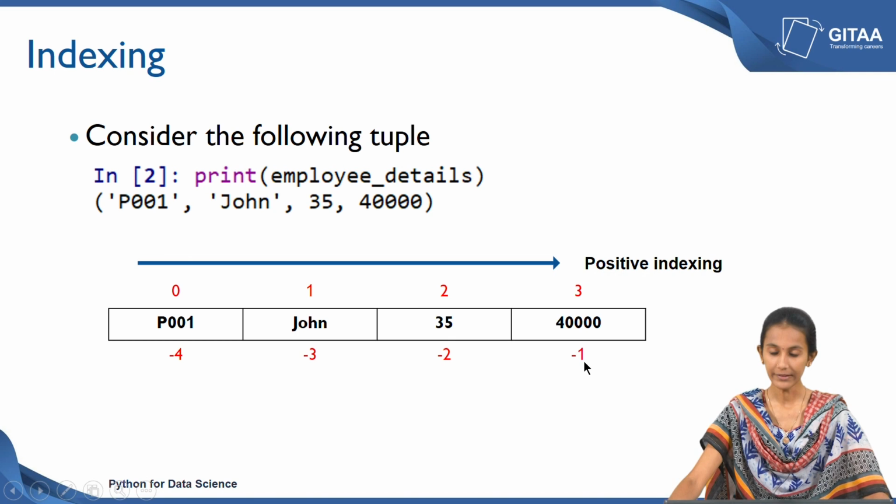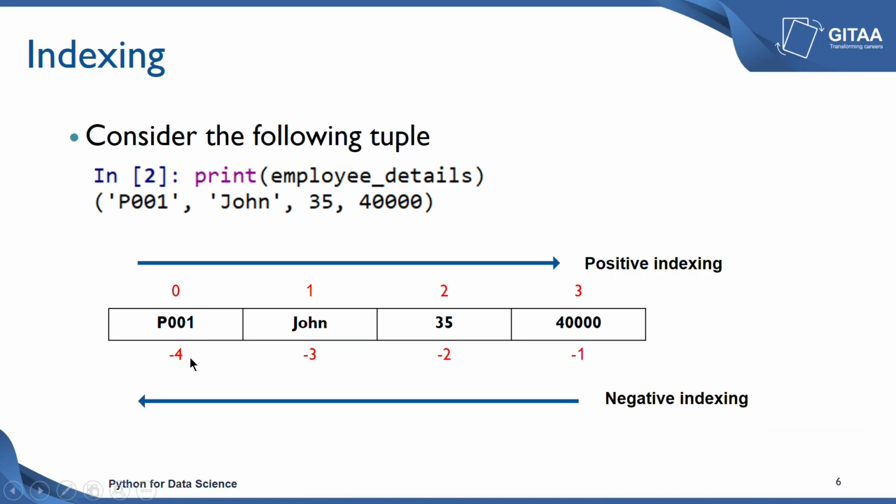Next, negative indexing always starts from right to left. So, our 40,000, which is the salary detail, has the index number -1, age corresponds to index number -2, employee name corresponds to index number -3, and ID corresponds to index number -4. So, this is called negative indexing.